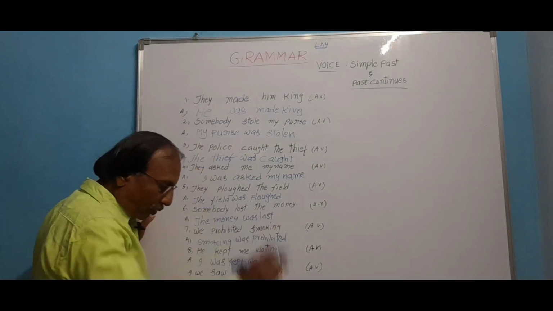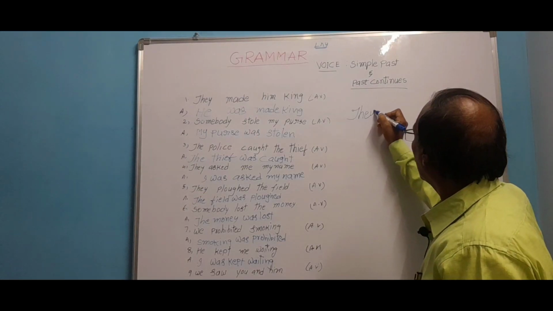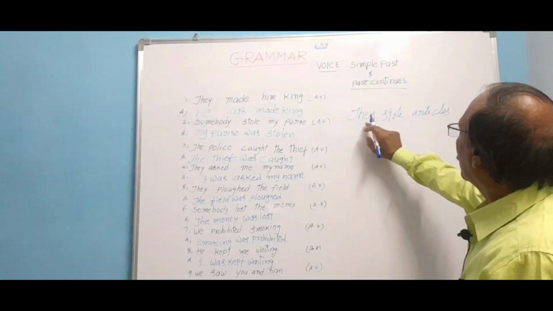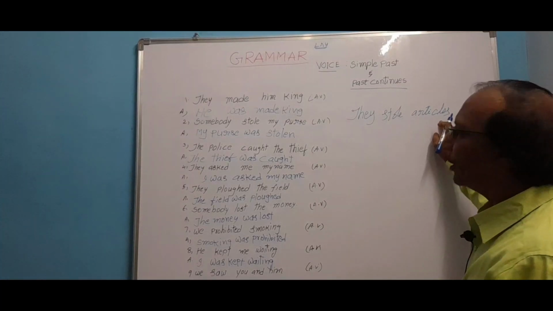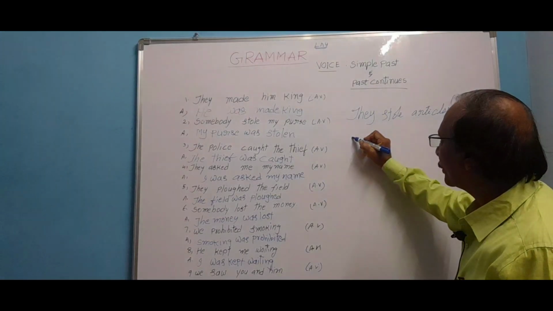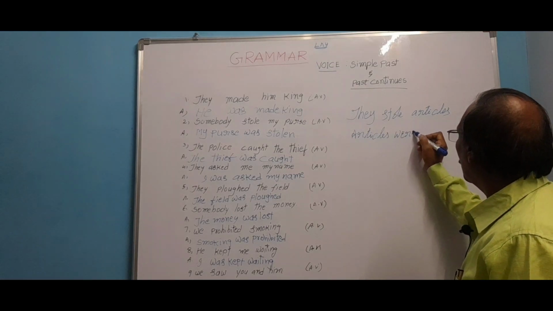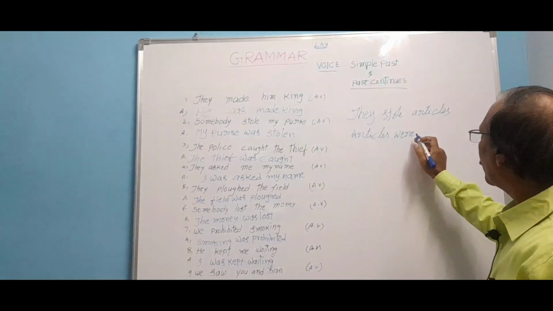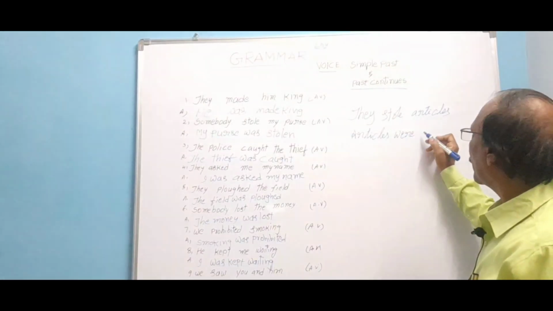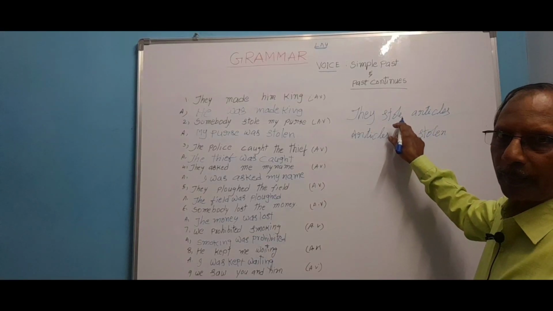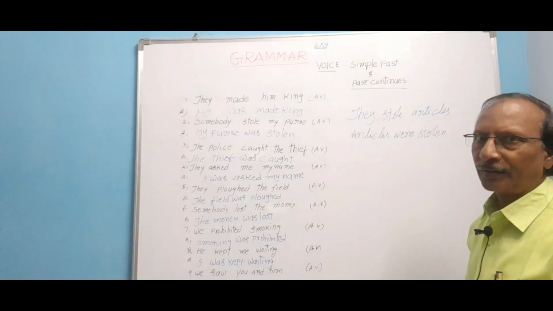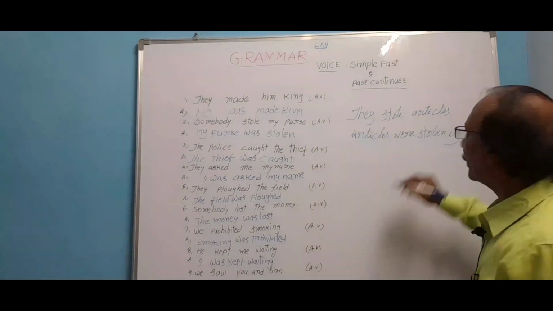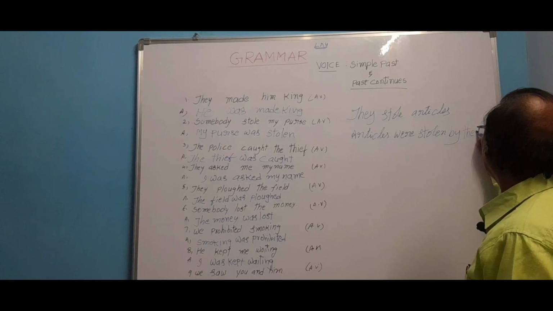Now let us write one sentence. They stole articles. They is the subject, stole is the verb, articles is the object. Articles is plural form. So articles were, because it is plural. Here the object is in plural form. Since articles is plural, we write a plural verb. Articles were steal, stole, stolen. It is an irregular verb. That is why in V2 and V3 there is a difference. Steal, stole, stolen. Articles were stolen by them. We can write by them. They change into them. Okay.